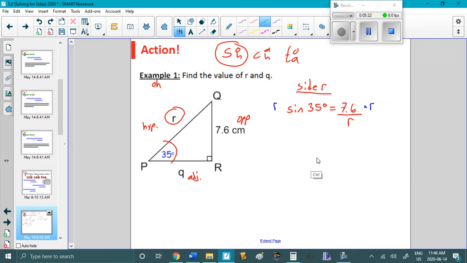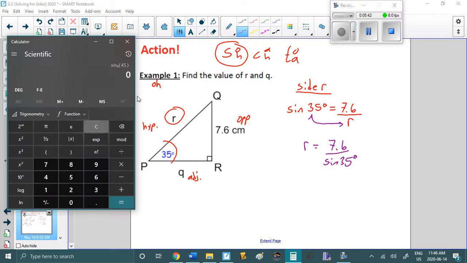So instead, if our variable is on the bottom, we just switch these two. So the r comes up, and the sine 35 comes down, and you can see that that is exactly the same as what we started with when I did it the long way.